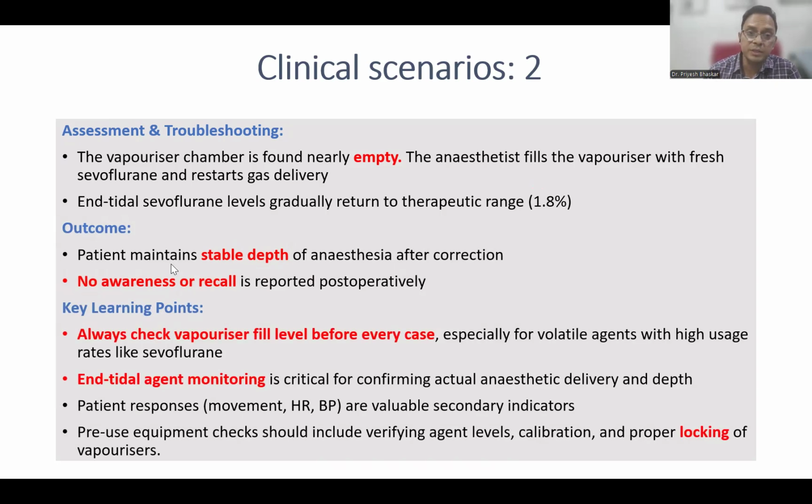Always check the vaporizer before every case. You have to fill it up. And end-tidal agent monitoring is also very important. This is how you came to know, right? The patient's responses, the clinical blood pressure and heart rate, SpO2, movement, these all have to be monitored very closely. And the pre-use equipment check is always very important.